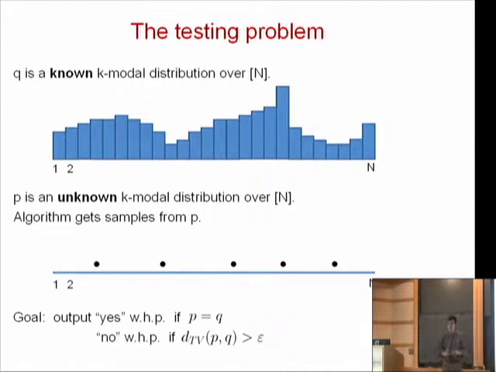And we want to figure out, is P the same as Q? Is it the case that P is equal to Q, or is P far from Q? If P is the same as Q, we should say yes. If P is far from Q, we should say no. Epsilon far from Q in variation distance. And if P is epsilon close to Q, all bets are off. We don't have to do anything in that case. So these are the problems we're going to think about.